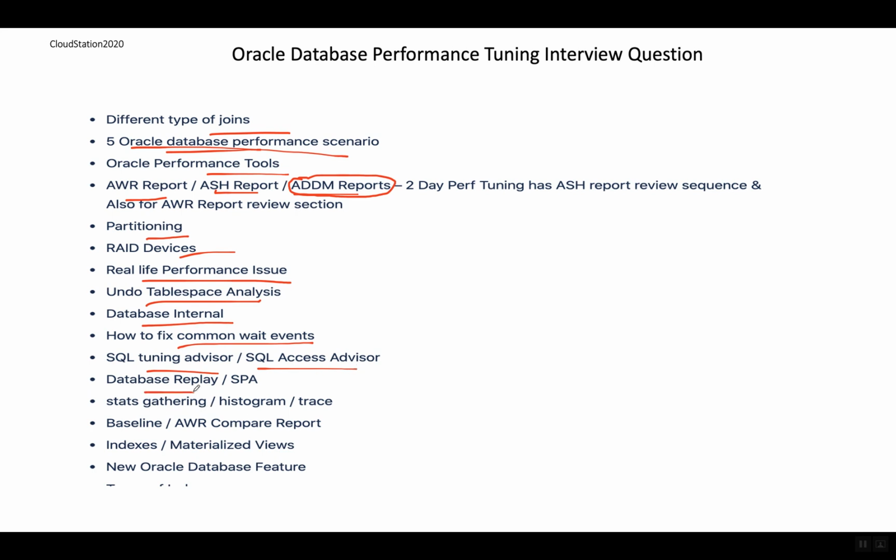Database replay is like taking a copy of the database in the test environment and moving it to another environment with some better configuration and checking how the load works out. SPA is called SQL Performance Analyzer. What happens is you have your production box running in one environment, let's say Linux. You generate the first part of the SPA steps there.